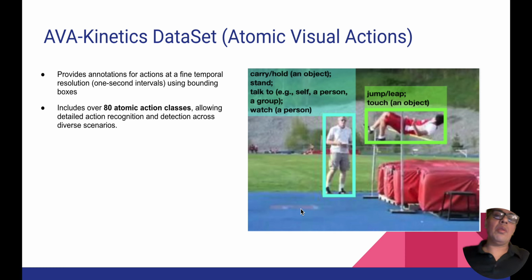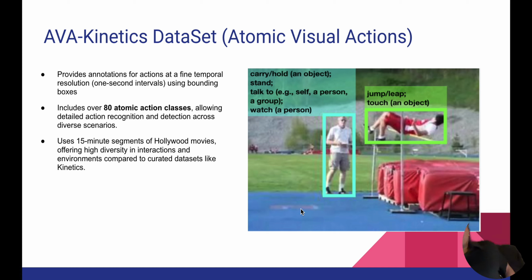That's what I just described. There's over 80 atomic action classes in this AVA Kinetics set, allowing detailed action recognition across diverse scenarios. That's very robust, though maybe not enough. I'm sure you could think of more than 80 actions that a person can do, but this is the commonplace case. It uses 15 million segments of Hollywood movies, offering diversity in interactions and environment compared to curated datasets like Kinetics.